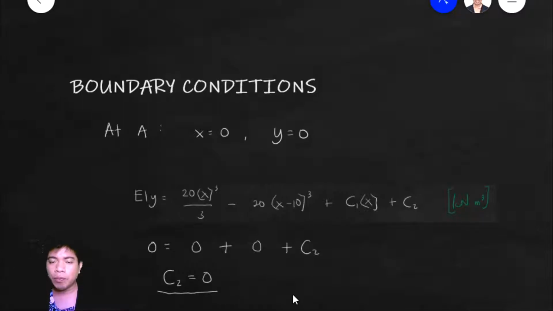So, ngayon naman ay i-compute natin si C1. Kailangan pa natin ng isa pang boundary condition. So, balik tayo dun sa beam natin, and then, hanap tayo ng isa pang boundary condition. Yung isang support, yun yung ating gagamitin. Okay?